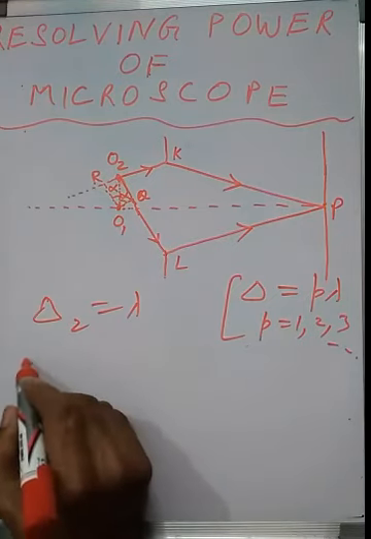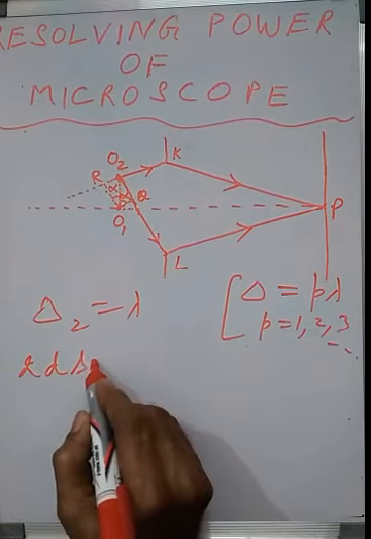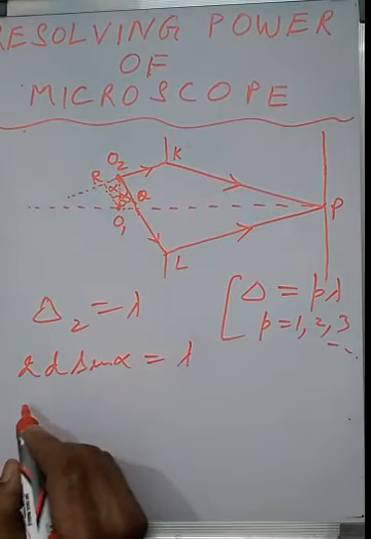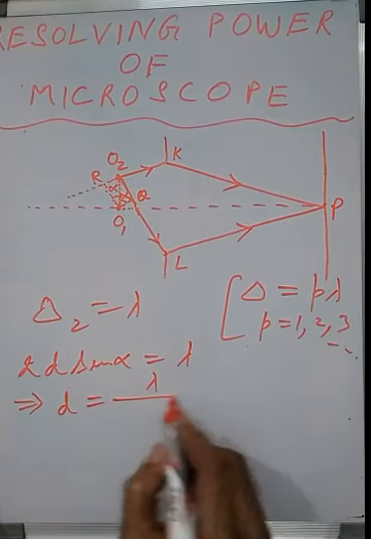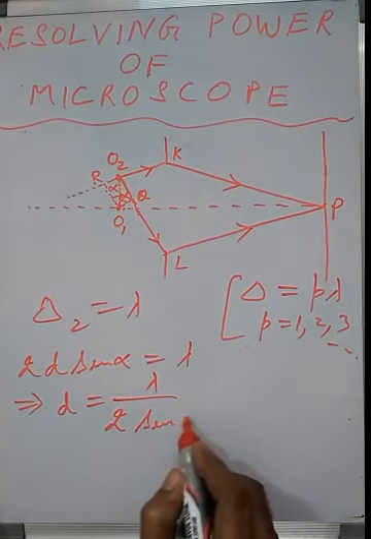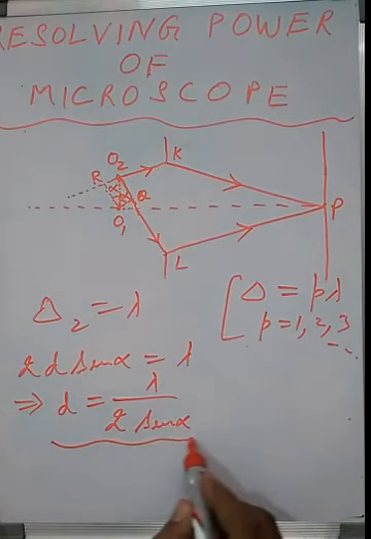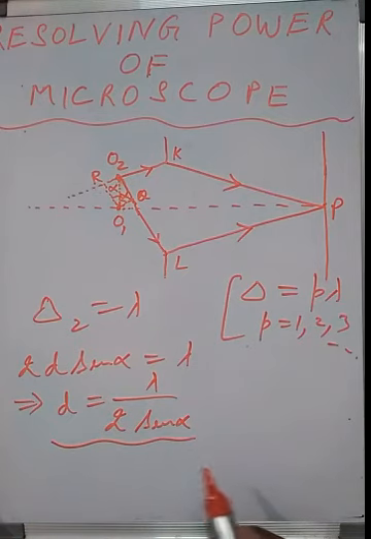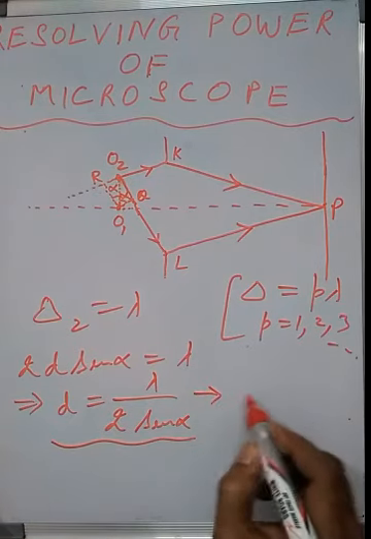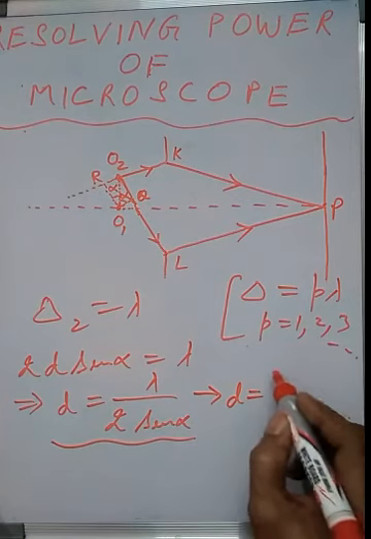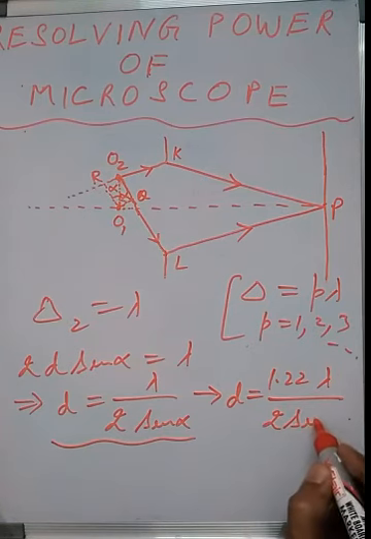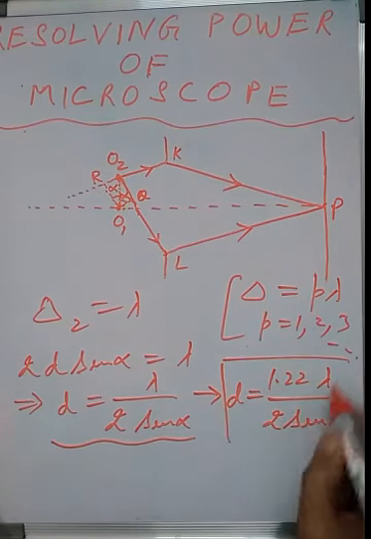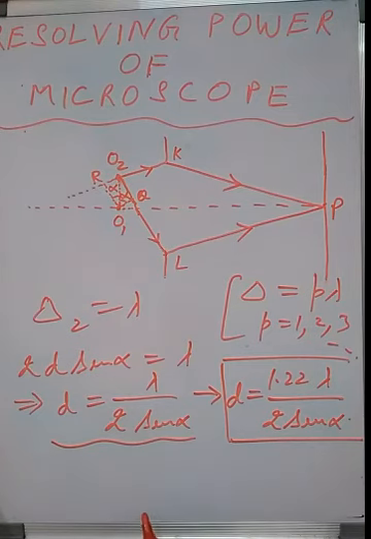And delta 2 we have just found to be 2D sin alpha, equal to lambda. This will give us the answer for D equal to lambda upon 2 sin alpha. And this result does not match with the experimental observation, and it is to be modified to a new relation. D becomes 1.22 lambda over 2 sin alpha. So this is the final expression for the limit of resolution of a microscope.